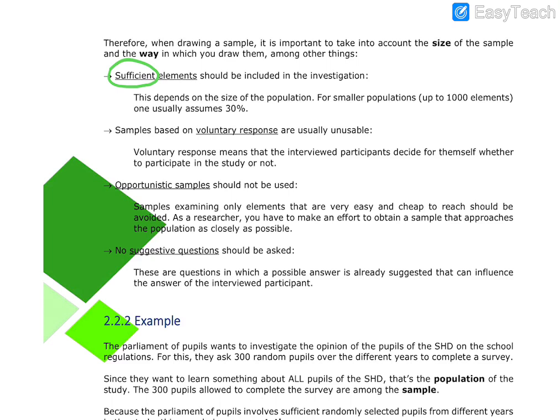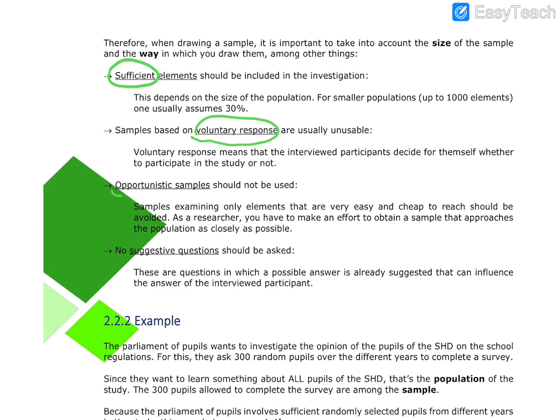Samples based on voluntary response, op vrijwillige basis, are usually unusable. Because very often you're going to get certain people who are interested in your research and they're going to give a certain kind of answers.